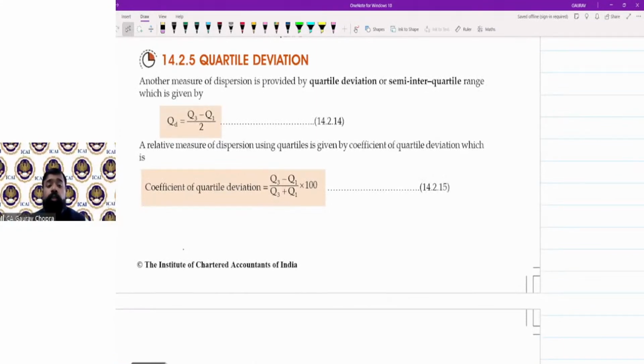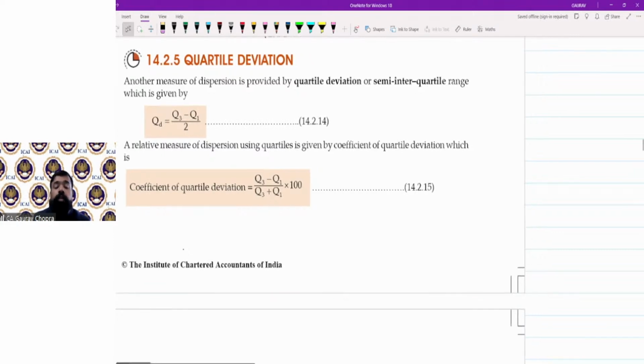Another measure of dispersion is the quartile deviation, also known as semi-interquartile range. So what is the formula for quartile deviation? The formula for quartile deviation is (Q3 minus Q1) upon 2. So third quartile minus first quartile divided by 2.